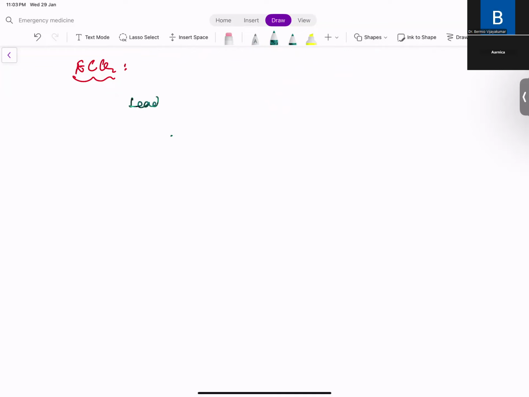the lead placement in ECG, right? So we have 12 leads. The standard 12 lead ECG has 12 leads. It is 6 limb leads and 6 chest leads. I'm not going into the details. You will be aware of this now.